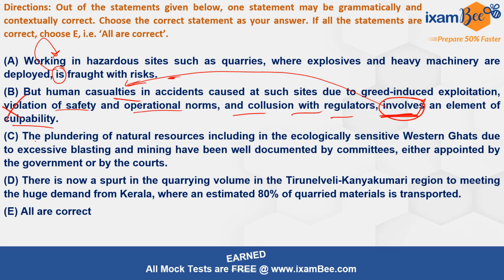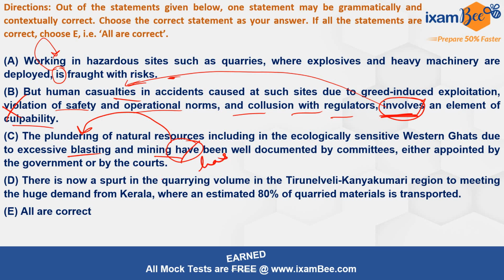So moving to C1, the plundering of natural resources, including in the ecologically sensitive Western Ghats due to excessive blasting and mining, have been well documented. Have is the verb. Stop to check. This verb is pointing to what? It has a subject, that is what? The plundering. Plundering is what? Singular. So have is wrong. It should be has. All right.